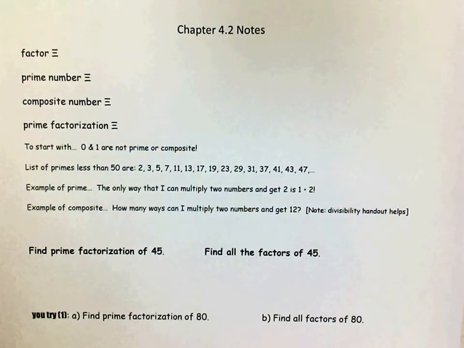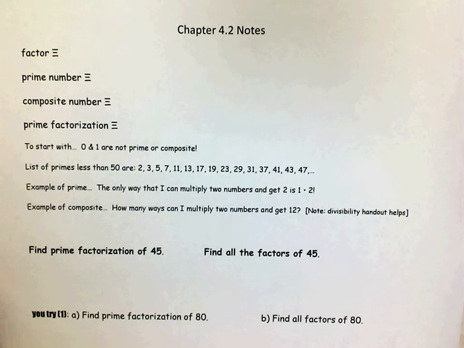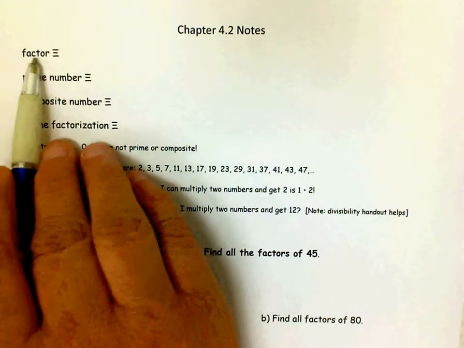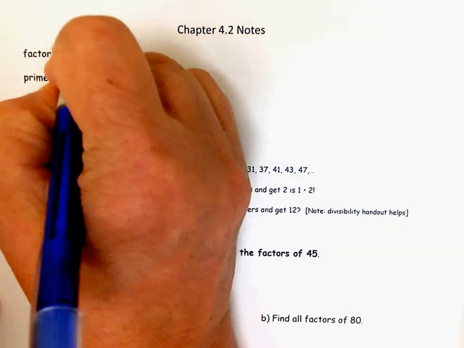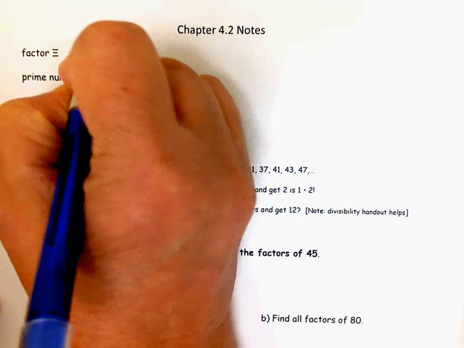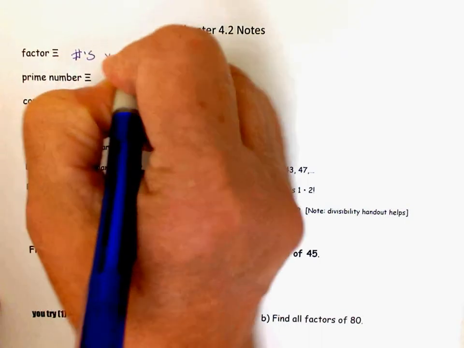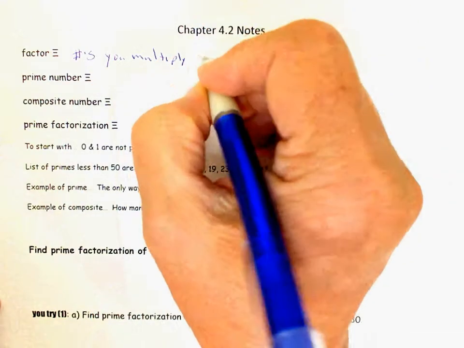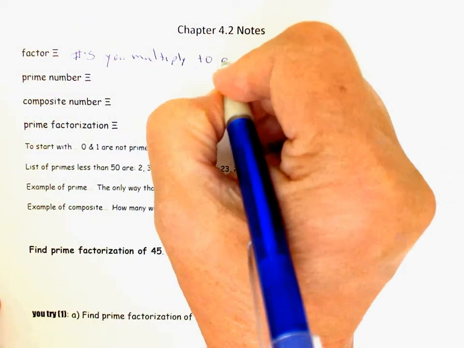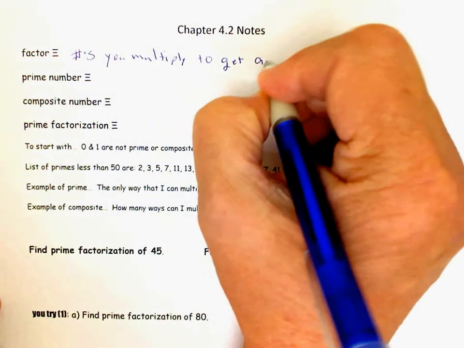Chapter 4.2 is getting just a little bit more interesting. But first, we got a bunch of definitions to deal with. Factors. These are numbers you multiply to get another number.